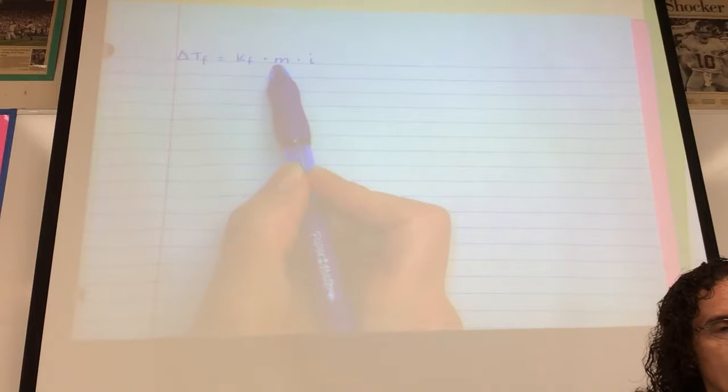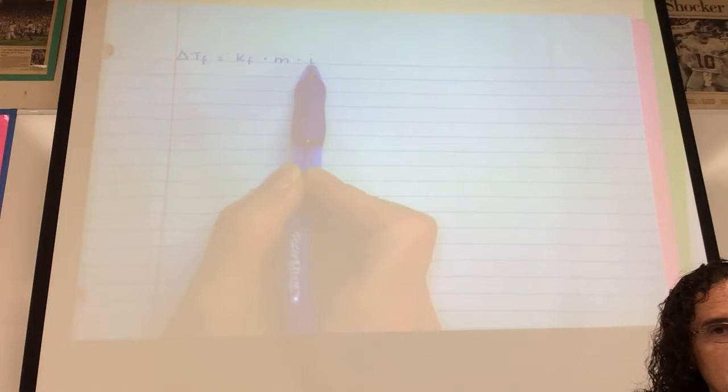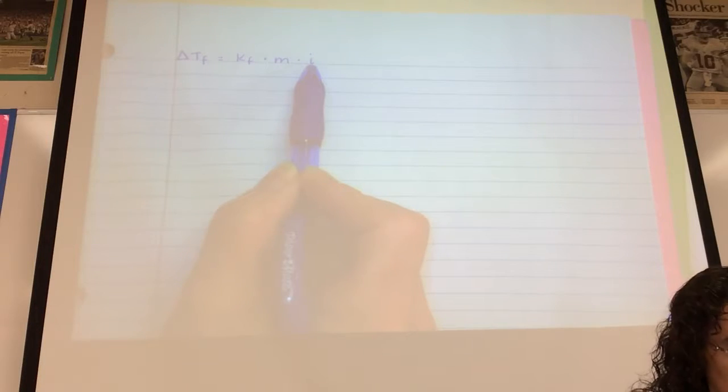What does the m represent? Molality, good. So that's moles of solute over kilograms of solvent. And i is? The number of particles, and that you determine from the solute. If you have a non-electrolyte, your i will be 1. If you have an electrolyte, an ionic compound that is soluble in water, you will dissociate it and figure out how many particles you have in solution.